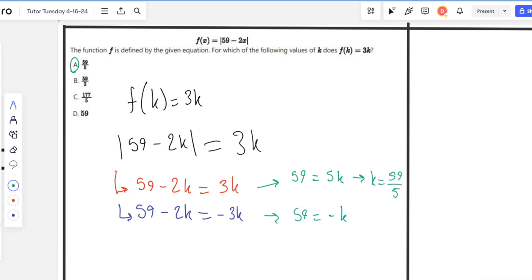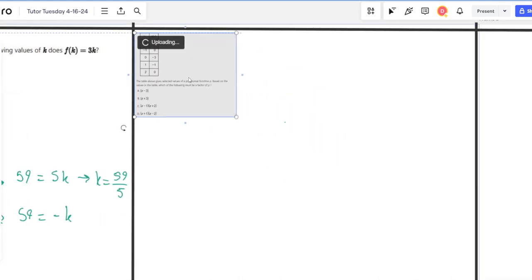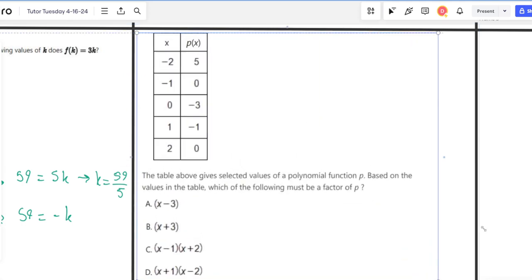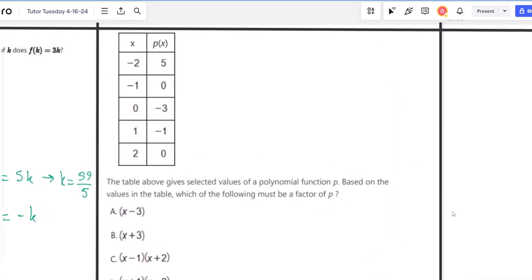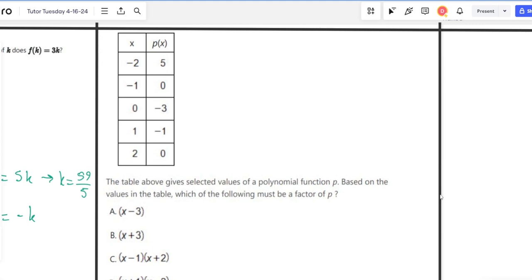Let's take a look at another question. Looks like an algebra 2 type question. We have a table of selected values of a polynomial function, and based on the values in the table, which of the following must be true? Or which of the following must be a factor of p?